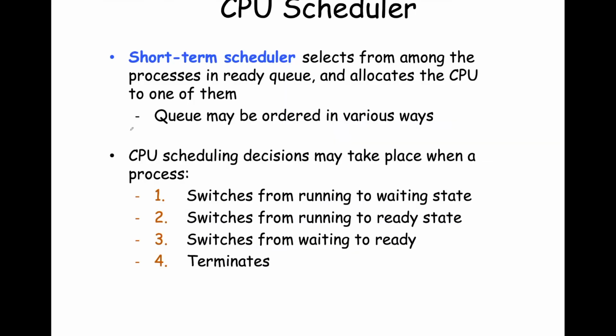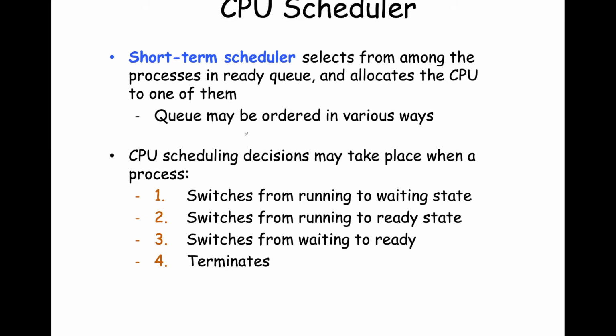The short-term scheduler, we said before, selects from among the processes in the ready queue, and it allocates the CPU to one of these processes. We said that it takes the process task structure in Linux, takes that information from those data structures for that particular process, and loads it onto the CPU.